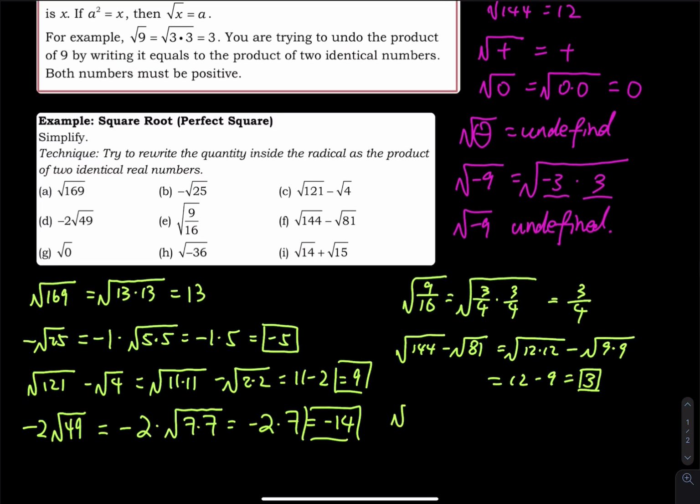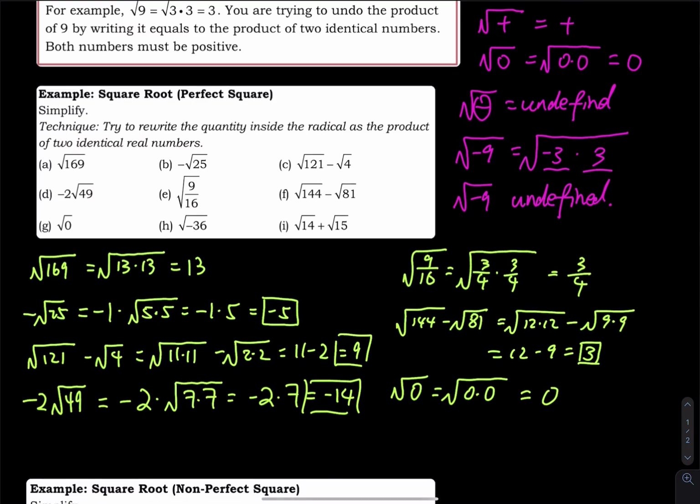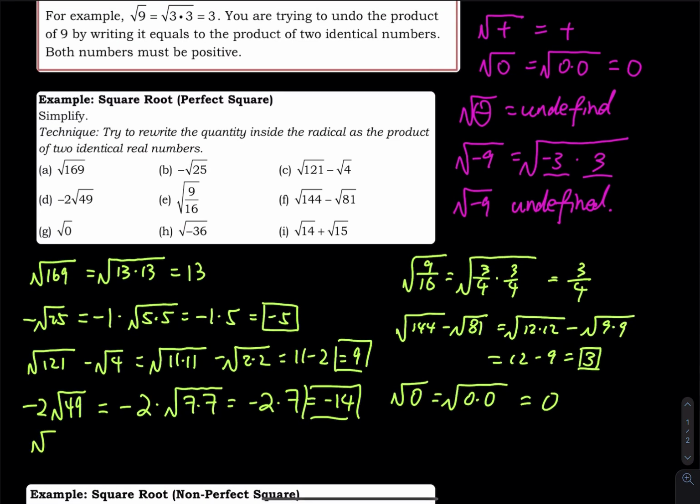And then the square root of 0. So 0 is equal to 0 times 0. So that is equal to 0. And then the next one is the square root of negative 36. So negative 36, is this possible? The answer is no, because the radicand, the negative sign, is inside the square root. So the square root of a negative quantity is undefined.